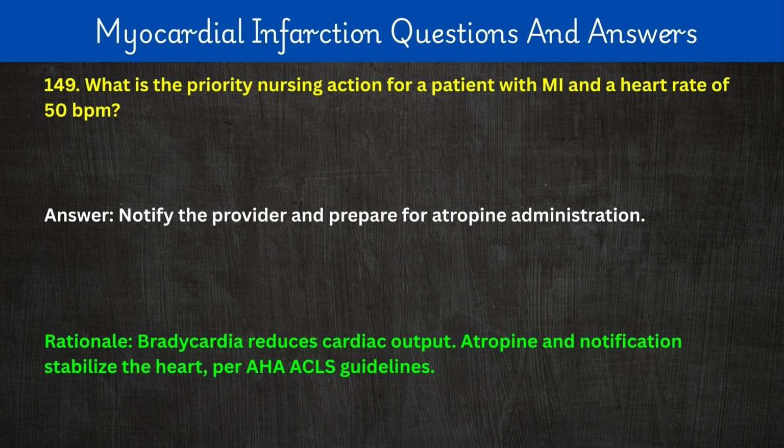149. What is the priority nursing action for a patient with MI and a heart rate of 50 BPM? Answer: notify the provider and prepare for atropine administration. Rationale: bradycardia reduces cardiac output. Atropine and notification stabilize the heart, per AHA ACLS guidelines.